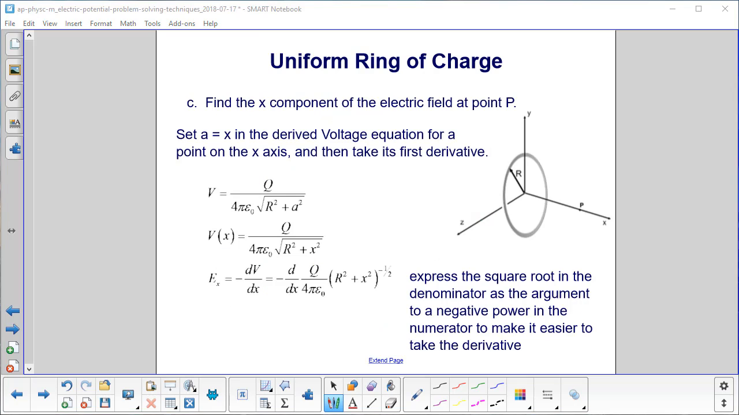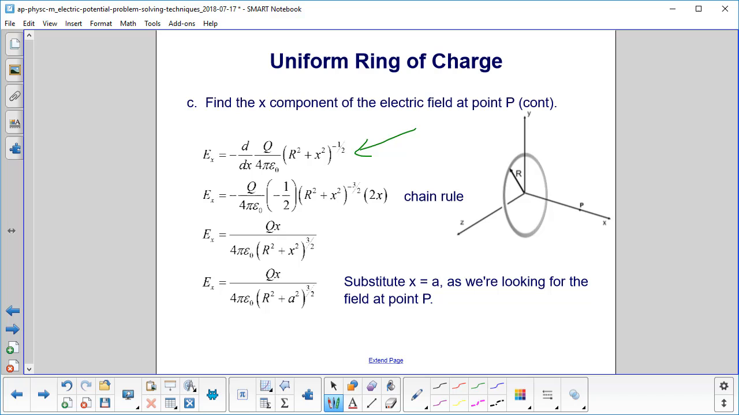Find the x component for the electric field at point P. We first have to take our voltage equation here, where we have a fixed point a, and replace a with x, because we need to take the derivative of the potential with respect to x. So we substitute in x, and then we know that the electric field in the x direction is minus dV dx. So here's our minus d by dx, and here's our expression for the potential, where we're expressing the square root in the denominator as the argument to a negative power in the numerator. That will make it easier to take the derivative.